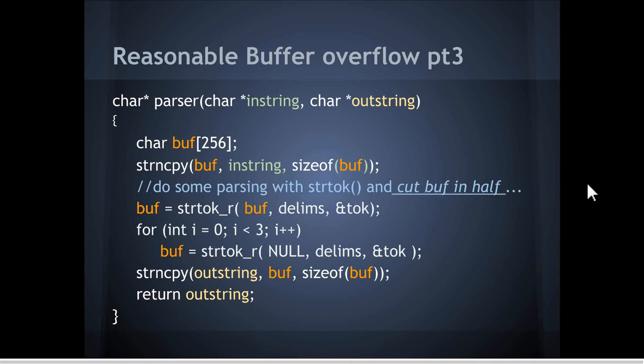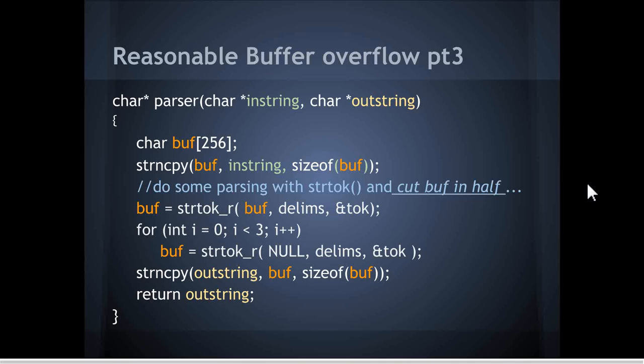Yeah? You write the buffer, but you don't have the outstring? Yeah. That is it, but that's not the reason. Outstring could perhaps be hard coded to be 256 as well. Well, if you call strtok, you reassign buffer from strtok, so you're not at the start of buffer.